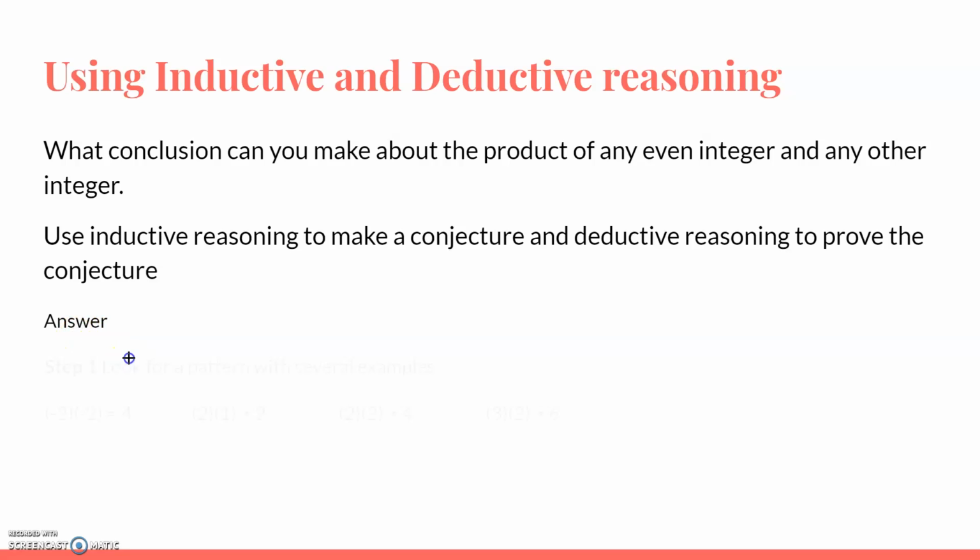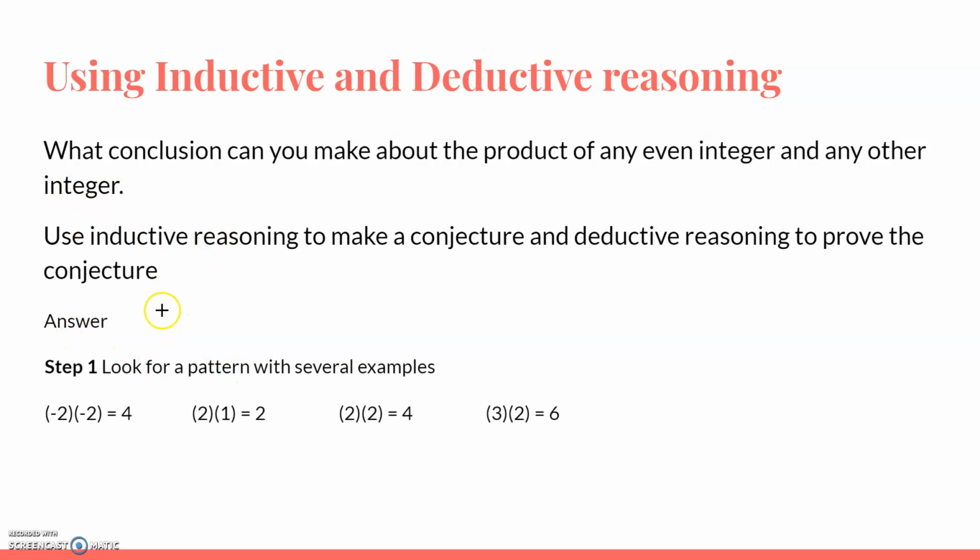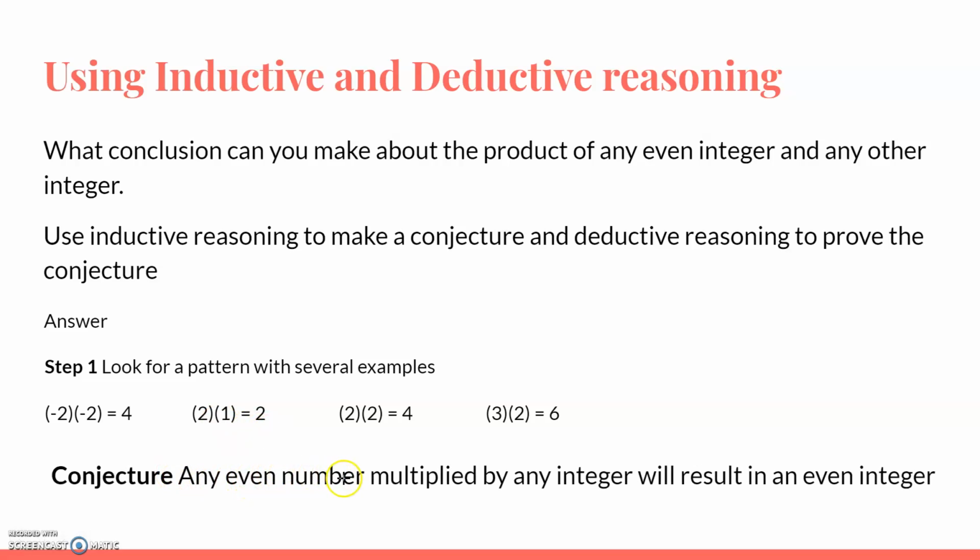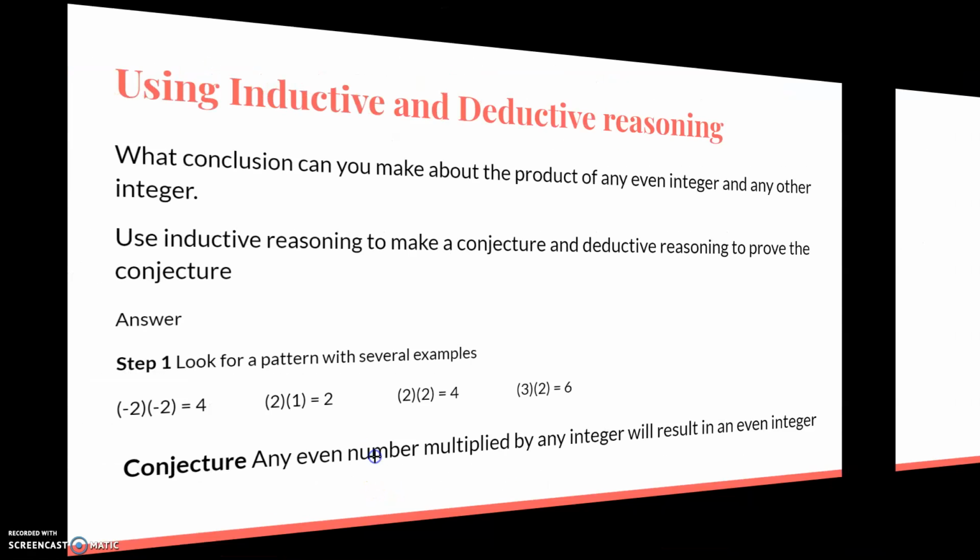So first off, using inductive reasoning. We need to make a conclusion about the product of any even integer and any other integer. So first, -2 times -2 gives us an even number. 2 times 1 gives us an even number. This is even and this is odd. 2 times 2 gives us an even number. 3 times 2 also gives us an even number. So as we can see here, any number multiplied by 2 does give us an even number. So any even number multiplied by any integer will result in an even integer.